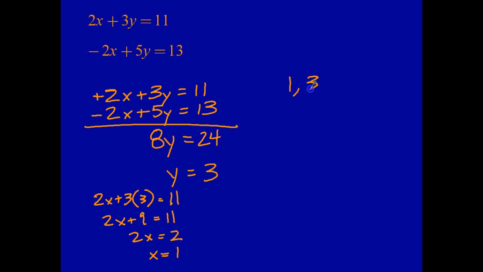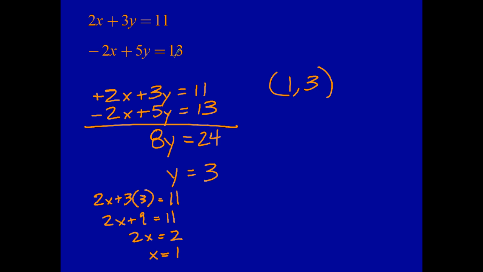So I have 1 comma 3. And if I plug this back into the other equation, 2 times 1 is 2, 3 times 3 is 9, 2 plus 9 is 11. That should make sense. That's the one we just did. And then let's check here too. Negative 2 times 1 is negative 2. 5 times 3 is 15. Negative 2 and 15 makes 13.